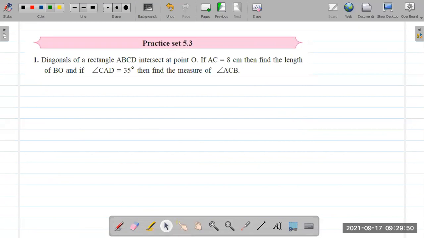Okay. So the first question: diagonals of a rectangle ABCD intersect at point O. If AC is equal to 8 centimeters, then find the length of BO. Let's just quickly draw out whatever is given. So we are given a rectangle. Let us draw a rectangle like this.